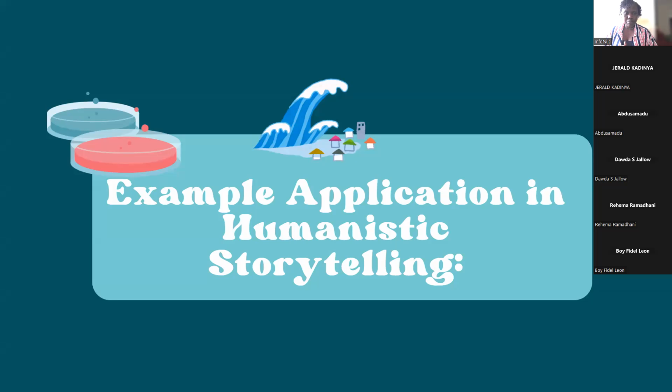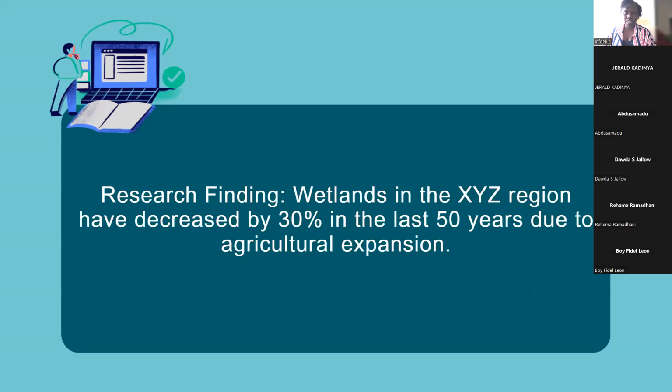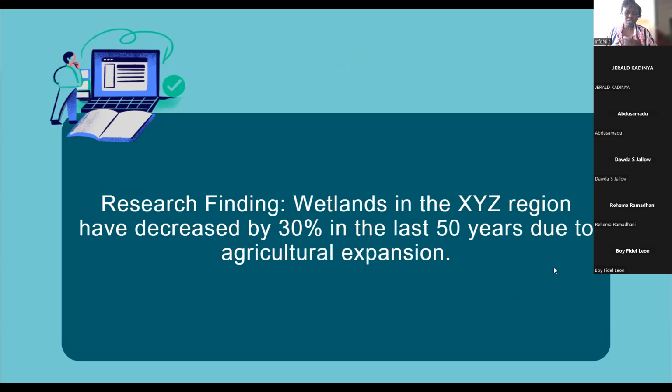Let me give you guys an example of how we can apply humanistic storytelling. Remember I told you when you do a humanistic story, it really captures people's attention. For example, when you're talking about a research finding, wetlands in the XYZ region. Let me say, for example, in Uganda, Entebbe. So wetlands in the Entebbe region in Uganda have decreased by 30% in the last 50 years due to agricultural expansion. Do you see that making more sense?